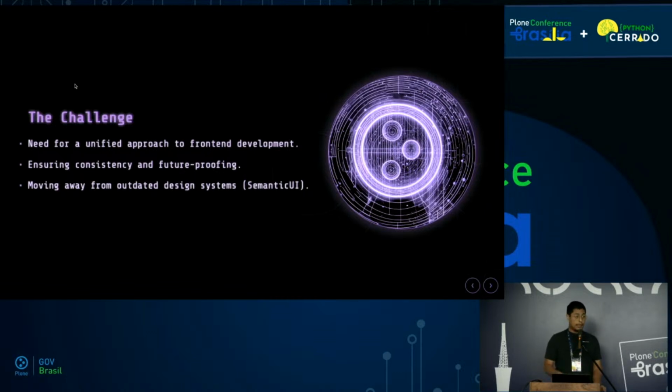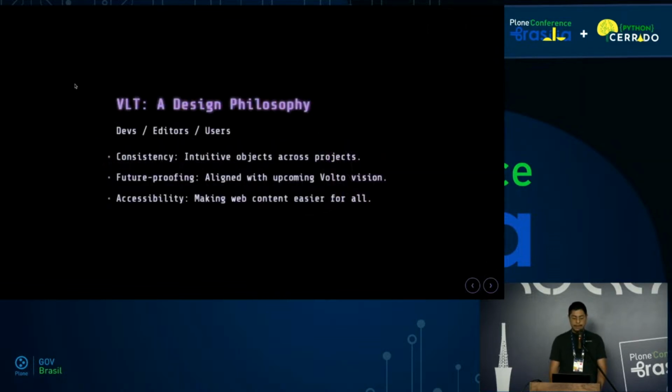At the same time, it's part of an effort to move away from outdated design systems like Semantic UI. I'm sure many of you have hit the wall trying to fight back Semantic UI. So we're getting rid of that and having our own system, heavily relying on the package Plone components. So Volto Light theme, also named VLT. I'm pretty sure Fred is the one that started the trend, which I really like because Volto Light theme can be a mouthful. It's a design philosophy.